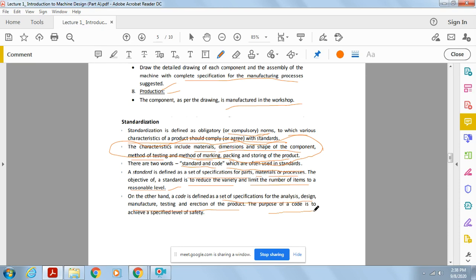Now the purpose of the code is to achieve a specified level of safety. The standard guides you in the selection of the material and process, whereas the code will actually guarantee you the safety of that component.